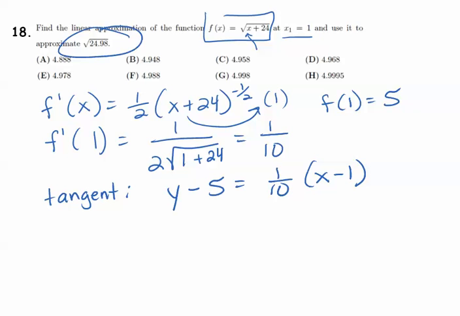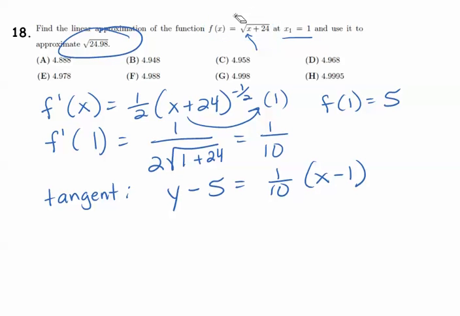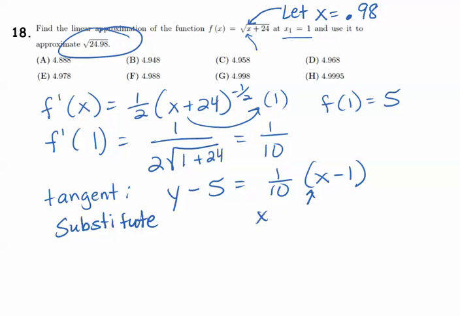And now we want to use that tangent line to approximate the square root of 24.98. Well, look carefully at your function. For it to be the square root of 24.98, what would x have to be? So now we're going to let x be equal to 0.98. If x is equal to 0.98 instead of 1, then this would be the square root of 24.98. So we're going to substitute the specific value nearby, where x is equal to 0.98.